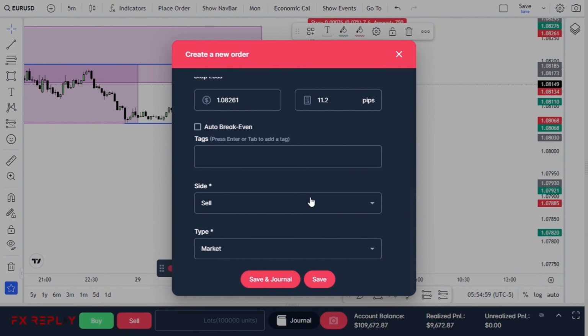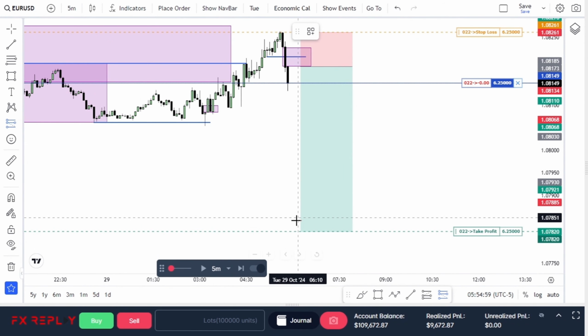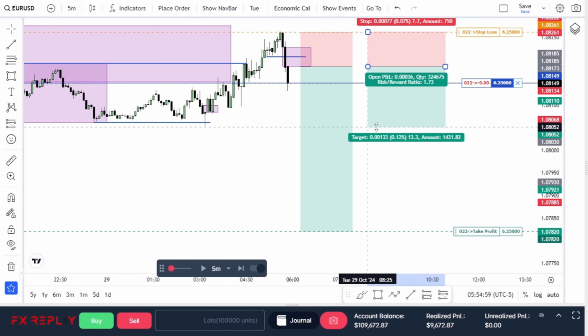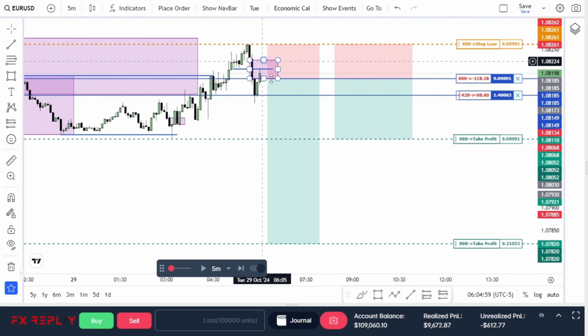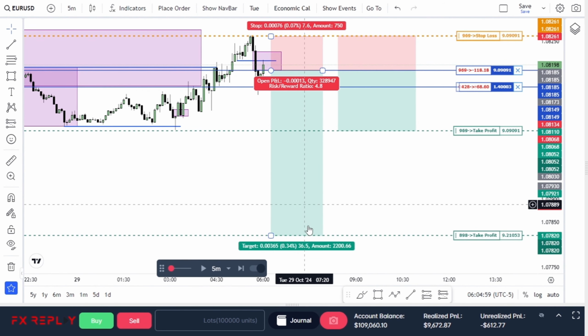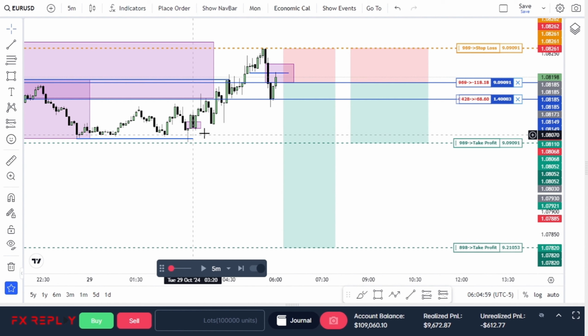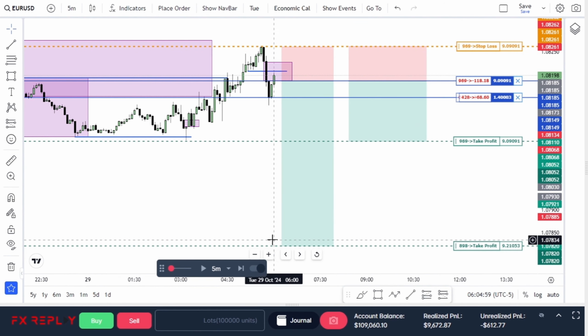We can open two positions. First position target will be this range low. Secondary target will be this Asian range low. We are expecting price to fill our limit and then go down. Price filled our short limits, and now we are expecting a down move. First we will take partial at this Asian low and the final target will be this low.